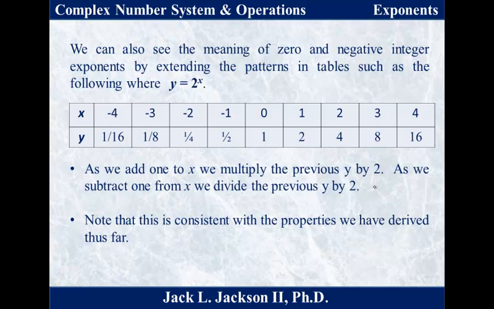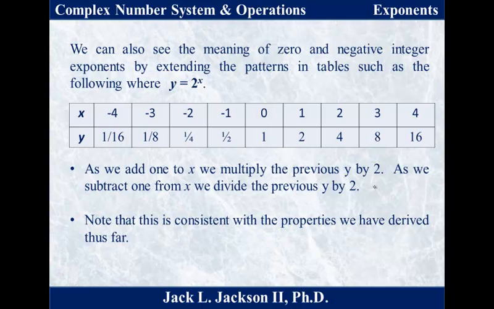So what are we doing? Every time we go to the right one, we multiply by 2. So what would be the next one? x would be 5, if we go to the right one, and y would be 32. You just multiply the 16 by 2. Well, that means if we go from the right to the left, we're dividing by 2.